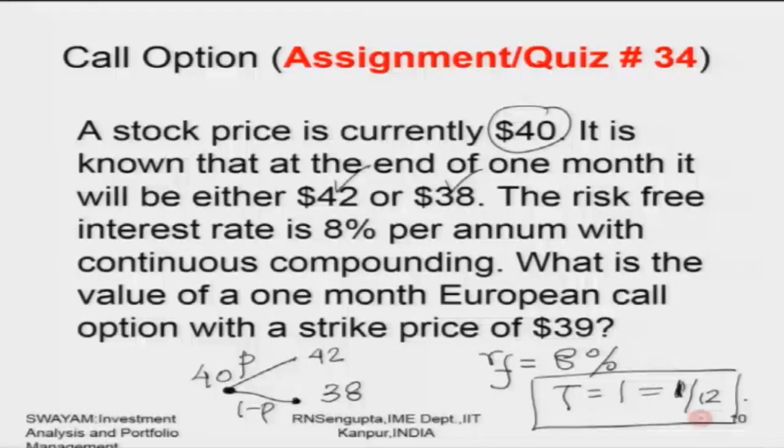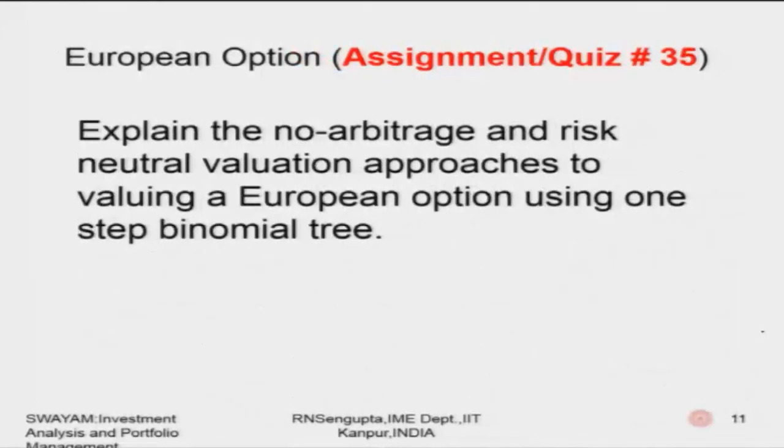This 39 is basically the value of X or K which I have been denoting in the case of options. Based on that you can understand whether the person makes a profit or a loss, or whether there are arbitrage opportunities accordingly. So, if I want to explain the no arbitrage and the risk neutral valuation approaches for the binomial European option using the one step binomial tree, then obviously the concept which I considered would be true.